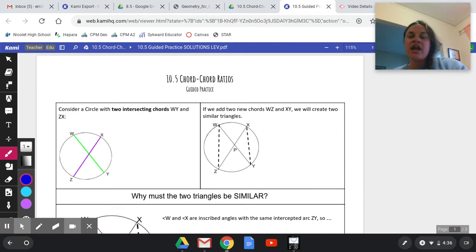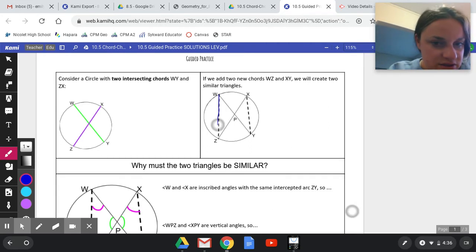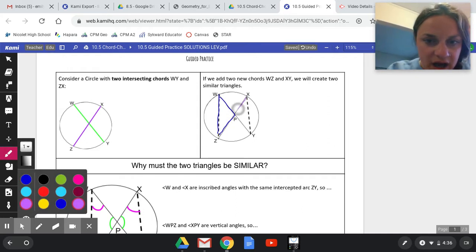Remember, a chord is a line segment that has its endpoints on the circle. So if we picture two chords intersecting, like the green and the purple lines shown here, then if we draw in the dashed lines, like if we connect their ends, we get two triangles, right? You get this triangle on the left, and then we get another triangle over here on the right. Well, what is the relationship between these two triangles?